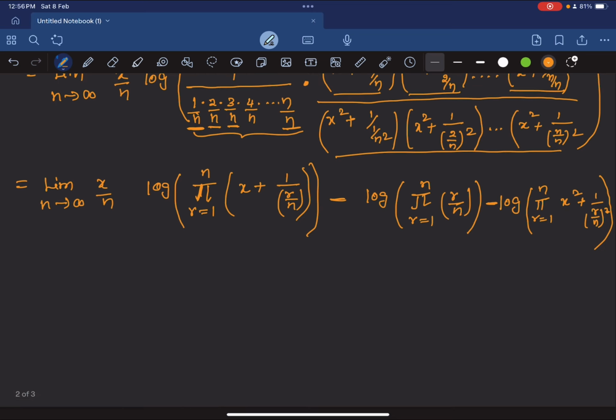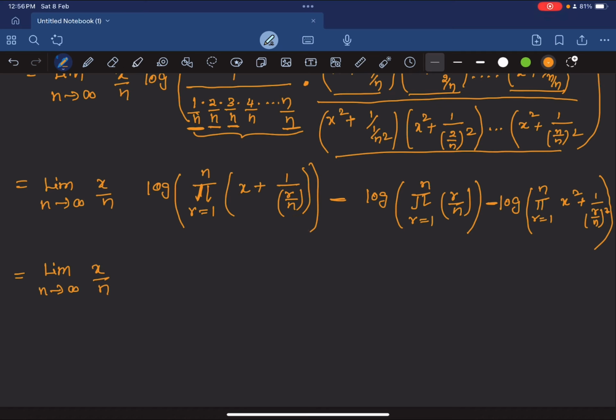Now, let us simplify this further. Limit n tends to infinite x upon n. So, when you apply logarithm to the product of terms, let us say log of a, b, c, d, this will be log a plus log b plus log c plus log d. So, here also you have product of terms, something like a, b, c, d and so on, a1, a2, a3 and so on, an.